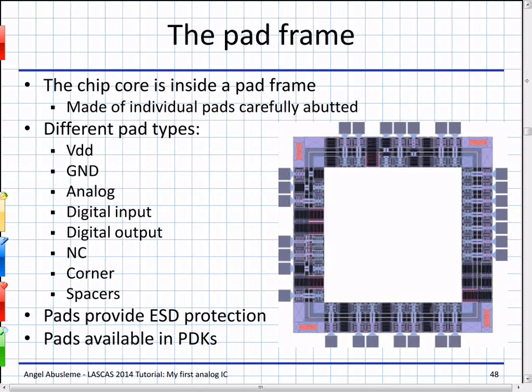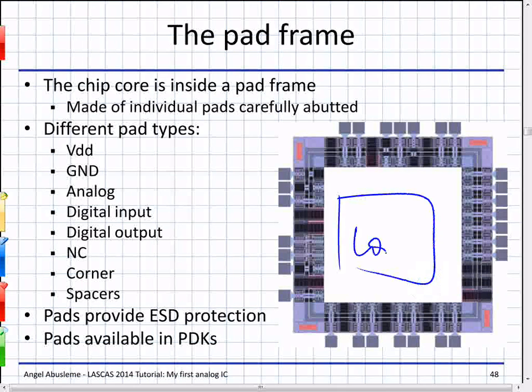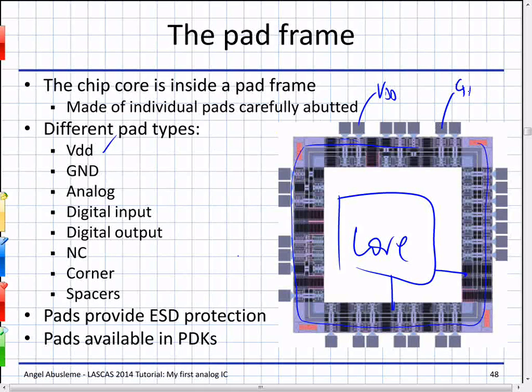Pad frame. So the chip core is connected to a pad frame. This is the pad frame, and it has many different kinds of pads. We have VDDs, for instance. We can have a VDD here, and this VDD is shared among all parts of this pad frame. So if you want VDD, you connect to a pad frame anywhere where you have a VDD connection. Then you have ground. For instance, we could have this one ground.